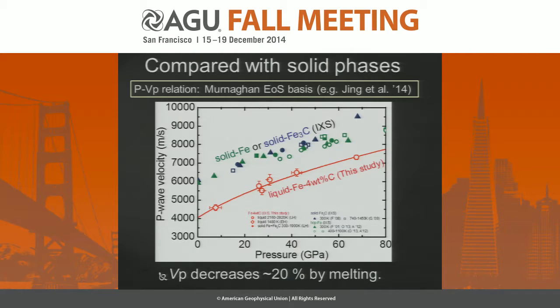The red are our sample velocities compared with the solid data observed by a similar IXS method for solid iron and solid Fe-4wt%C. As you can see, apparently our sound velocity is much faster, roughly 20% faster than the solid phases. Considering any temperature effect on the sound velocities, this difference is a very good signal that we successfully measured the sound velocity of the melt sample.